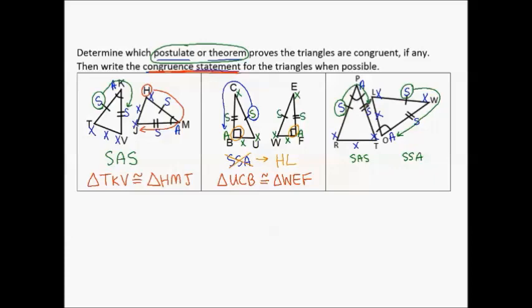Notice that these side congruent marks join at the angle mark. But these two side congruent marks, where they join, there's an X there. There's no congruent angle mark. So since these are not in the same places, it is not possible to write a congruence postulate or theorem and therefore a congruence statement.